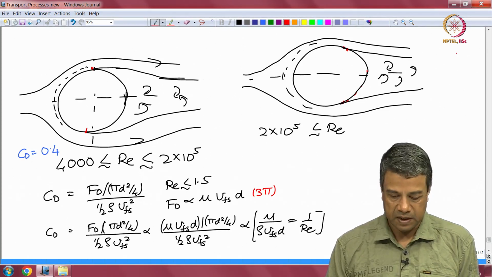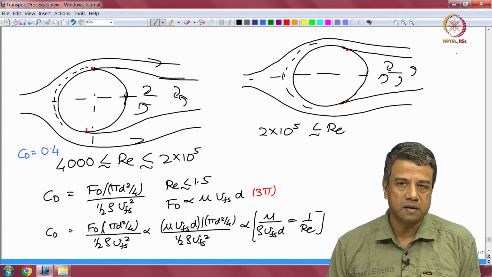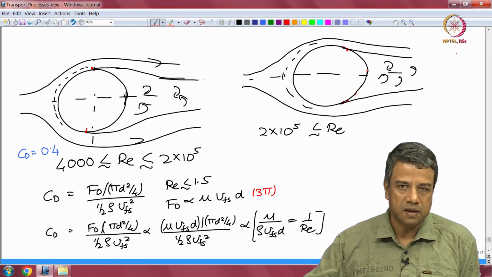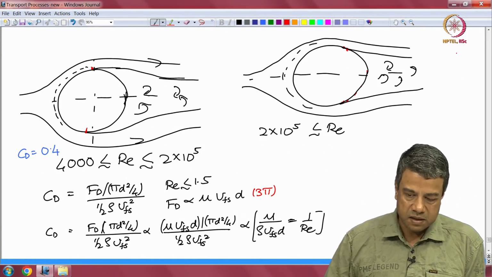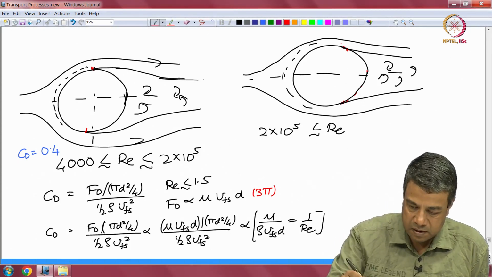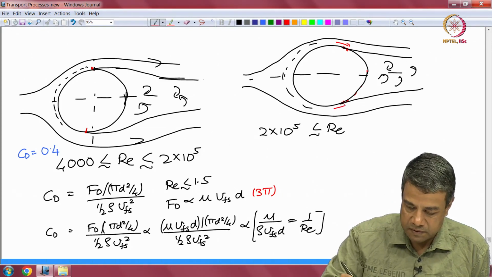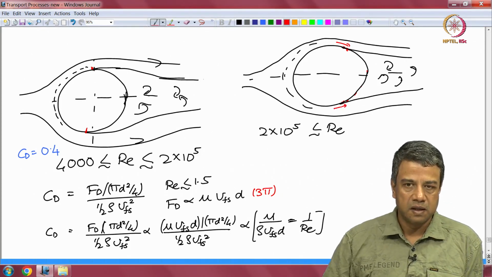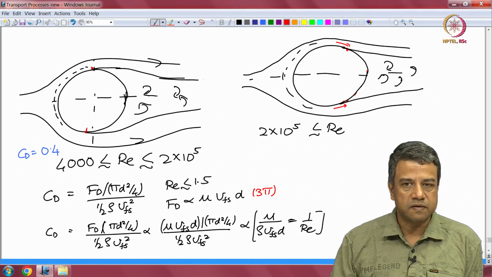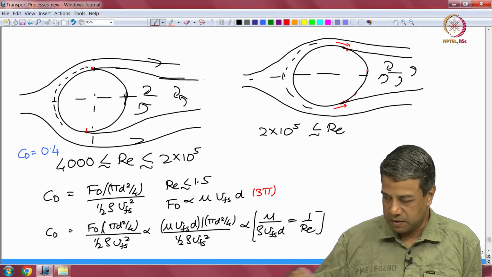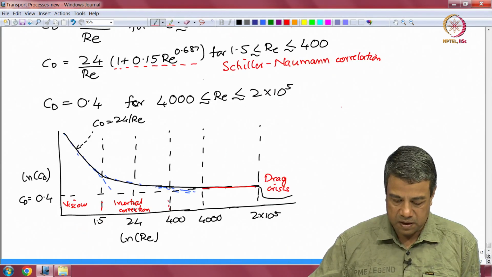And at 4 into 10 power 5, you have a transition to what is called a drag crisis. There is a shift in the downstream direction of these attachment points of the wake, and the upstream portion of the sphere also becomes turbulent. That is what is called the drag crisis.